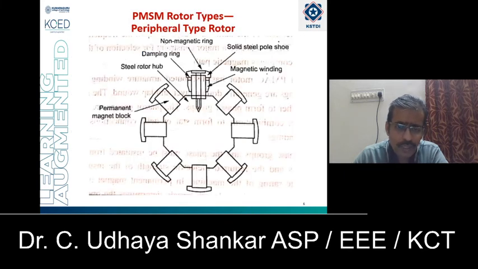And now let's discuss the rotor types of PMSM motor one by one. As I have already said, the peripheral type rotor is the first one. The peripheral type of permanent magnet synchronous machine is shown in this figure. The permanent magnets are located on the rotor periphery. The flux pattern of the permanent magnet is radial in this type of peripheral type rotor permanent magnet synchronous machine.